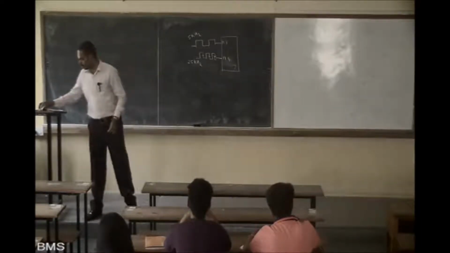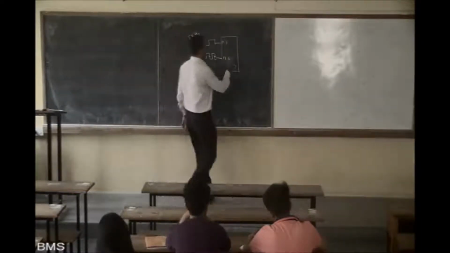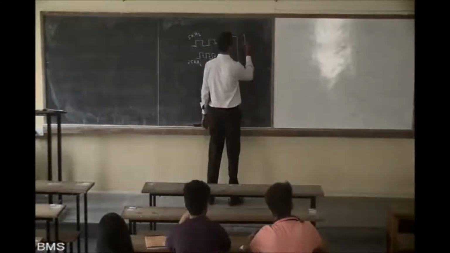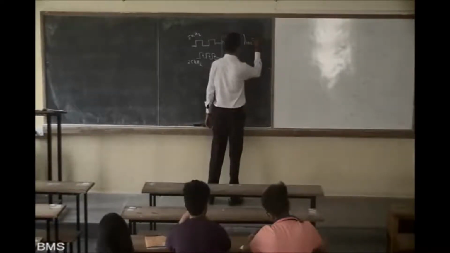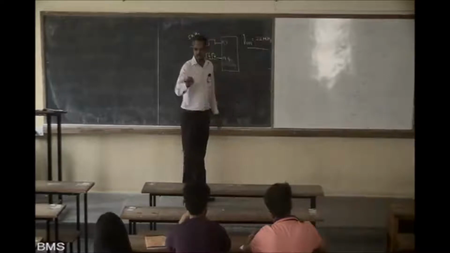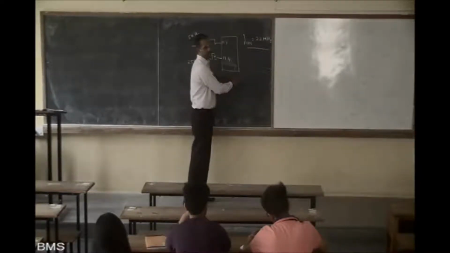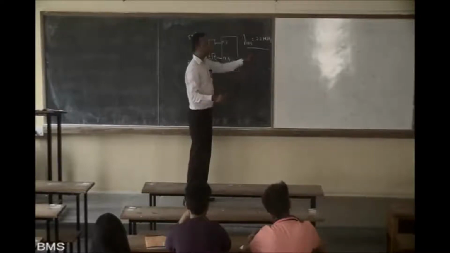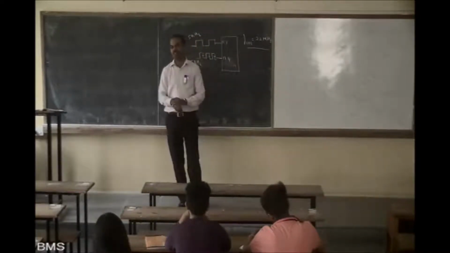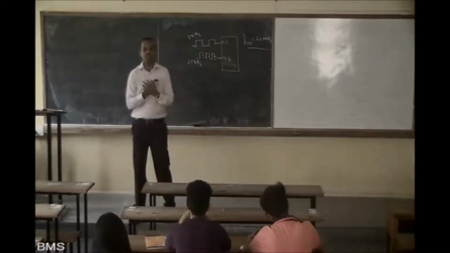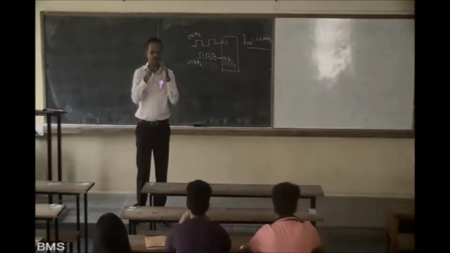Okay, one more thing. The oscillator frequency, F clock, if they have not given, you should assume as 11.0592 megahertz. If they have given, you should do the calculation with respect to that. Right, tell me what is the first step. How do I do it?